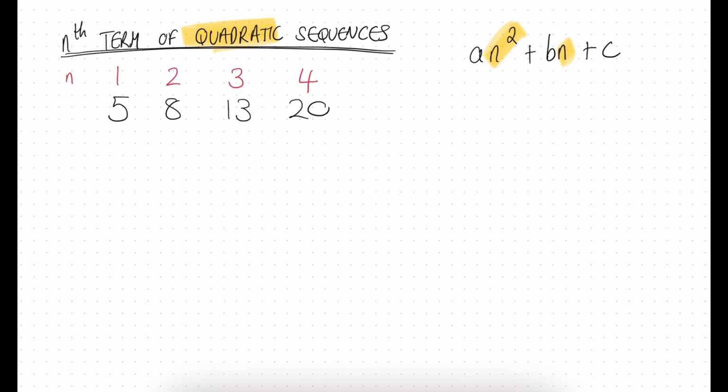So let's look at the one on the left-hand side here where it says 5, 8, 13, 20. Just like with linear sequences, we try and find the difference between each of these numbers. The difference between the 5 and the 8 is 3. The difference between 8 and 13 is 5, and then 13 and 20 is 7. So that's difficult. Because they're different numbers, we have to use a slightly different technique to what we use with the linear sequences in previous videos.